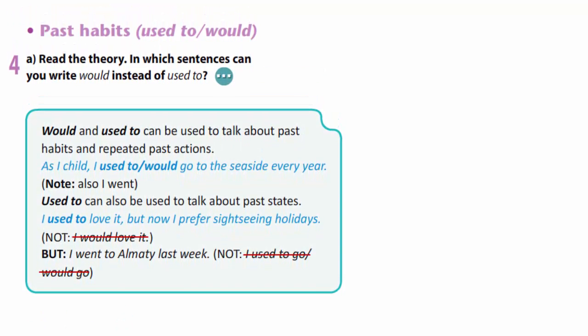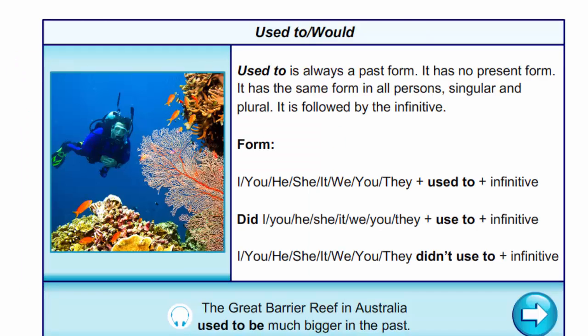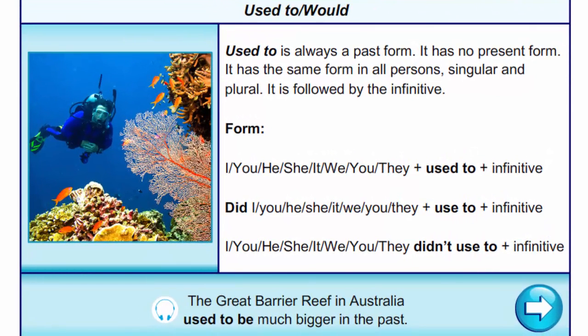Exercise 4. We are to talk about past habits using the verbs used to, would. Let's remember the rules. Used to is always a past form. It has no present form. It has the same form in all persons. It is followed by the infinitive. Look at the formation: used to plus infinitive.